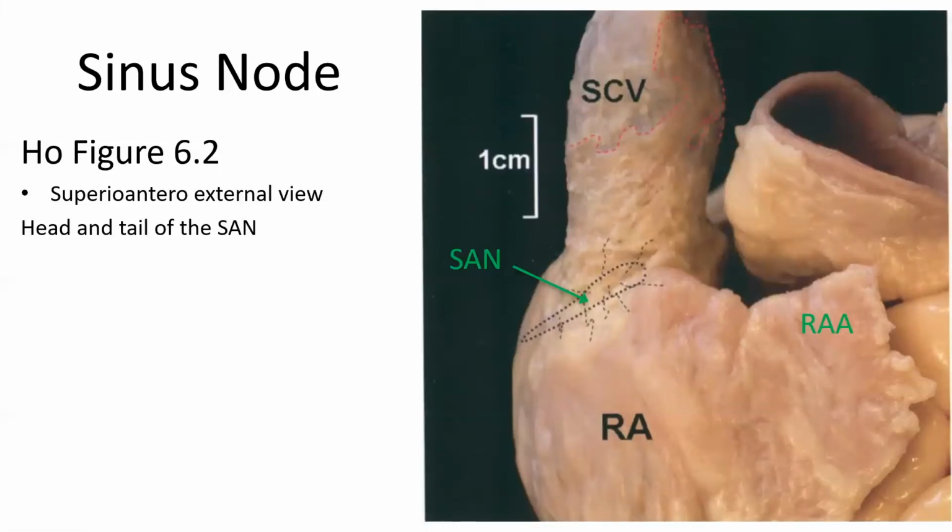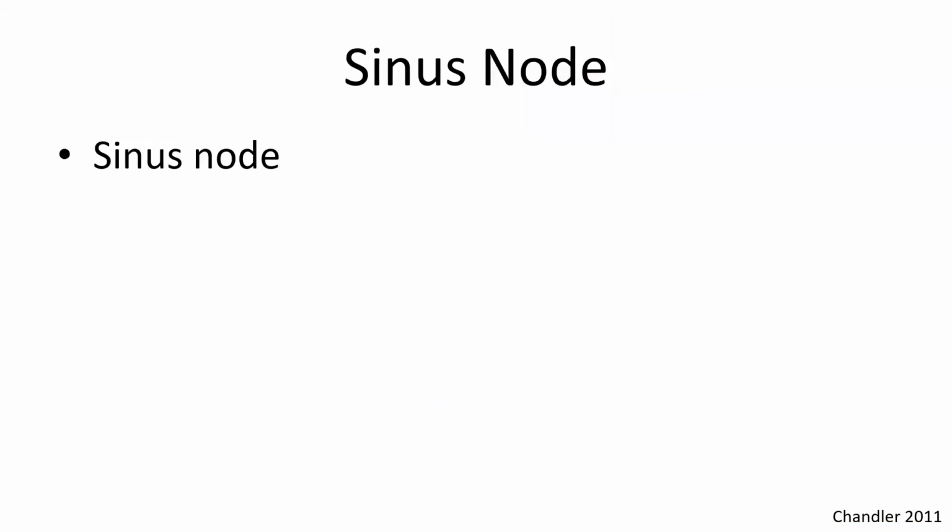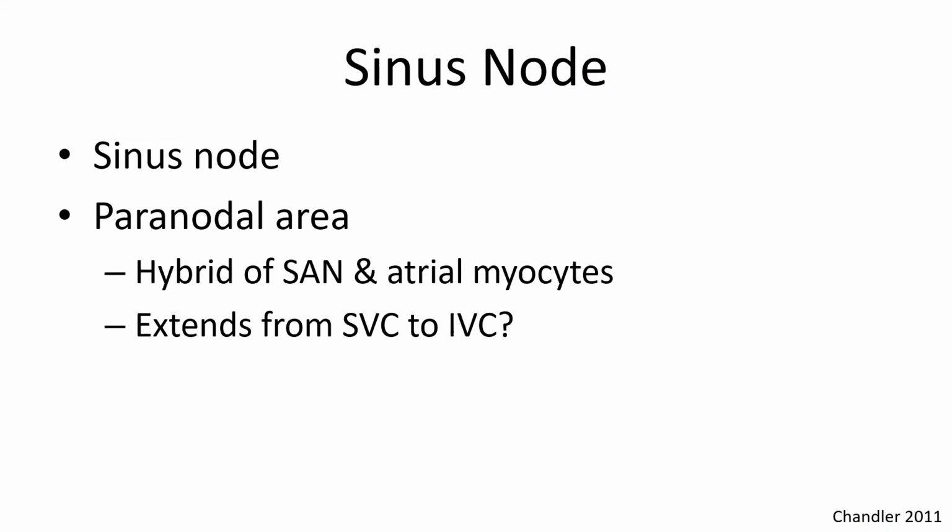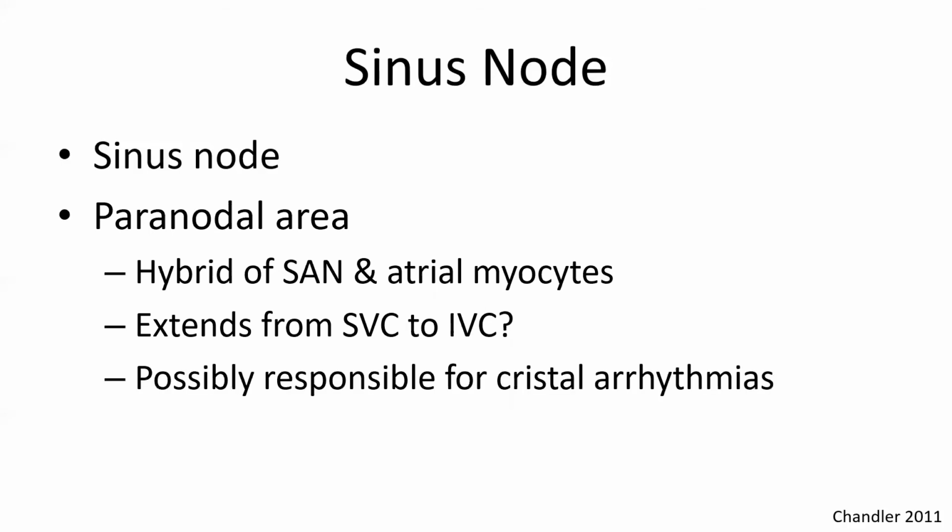So the sinus node is often described as tadpole shaped, in the saddle between the appendage and the superior vena cava. But a paper published 10 years ago now shows that the sinus node is not alone, and there's tissue adjacent to it that they called the perinodal area that, according to them, hadn't been described prior to 2011. And this tissue is a hybrid of sinus and atrial myocytes, and it variably extends from the SVC down to the IVC. And this tissue is thought to amplify the signal of the sinus node. And it may be responsible for some of the crista arrhythmias, being very irritable tissue.